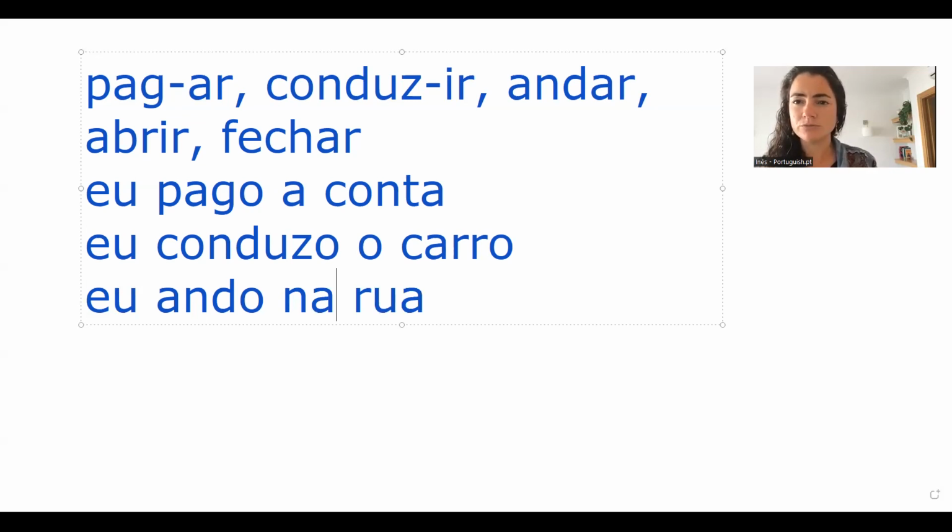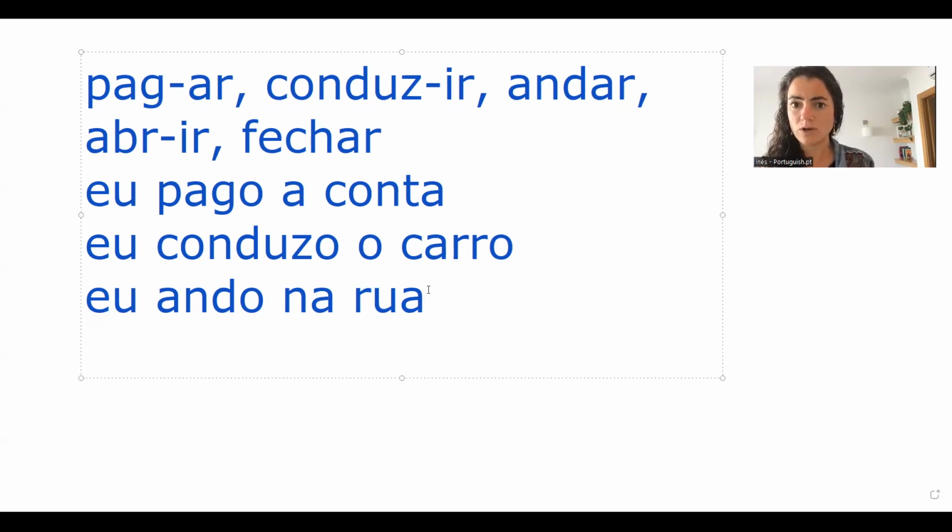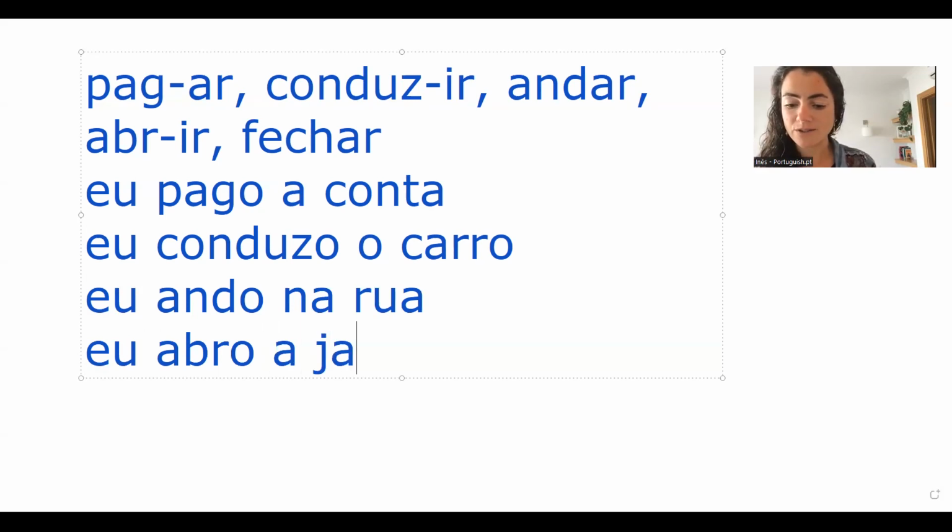Let's do two more sentences. I open would be, you cut the last two letters, replace them for an O. So I open is eu abro. And if you want to say I open the window, for example, eu abro a janela.